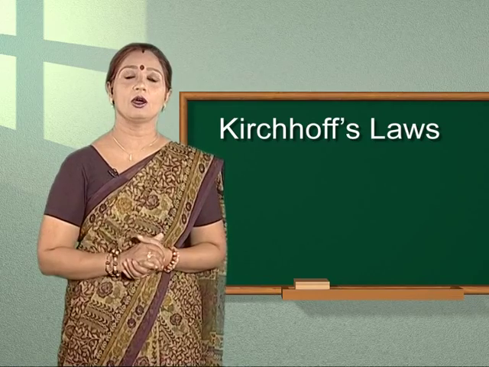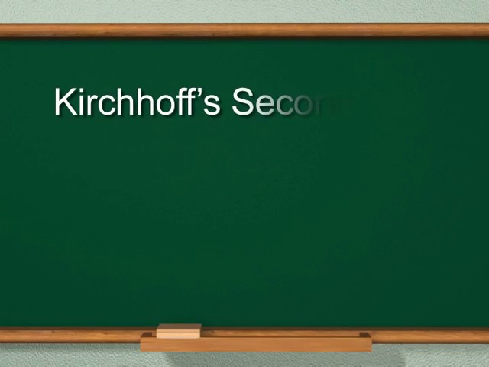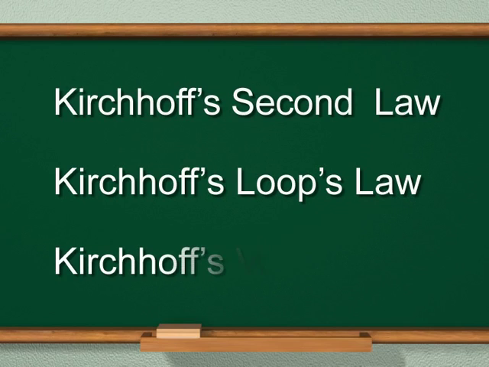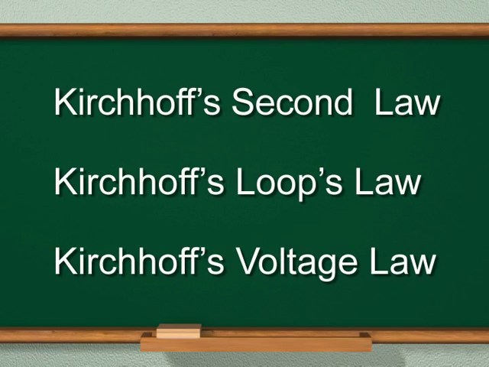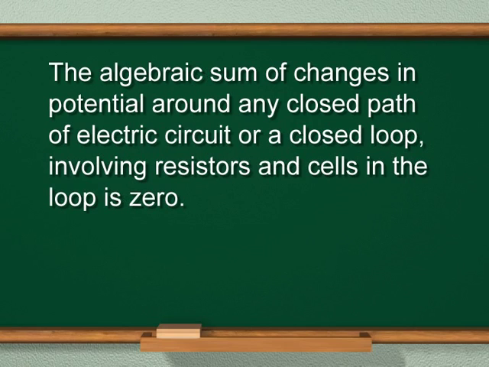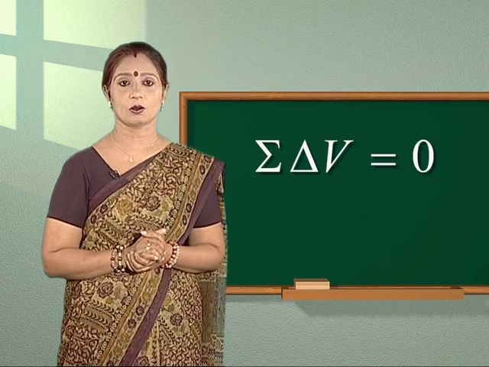The second law of Kirchhoff is likewise known as Kirchhoff's second law or Kirchhoff's loop law or Kirchhoff's voltage law. It states that the algebraic sum of changes in potential around any closed path of an electric circuit or a closed loop involving resistors and cells in the loop is 0. That is, sigma delta V is equal to 0.